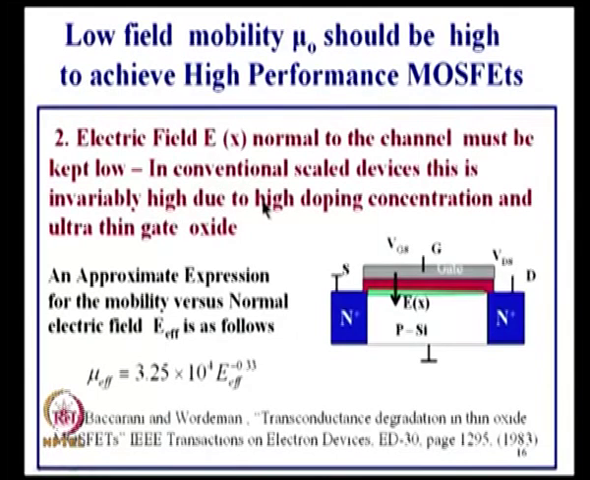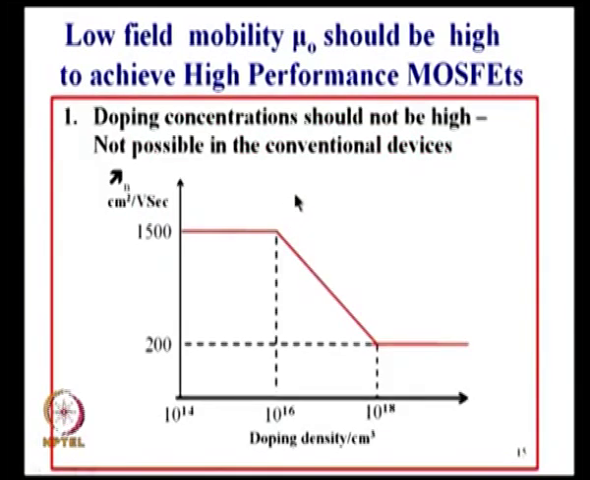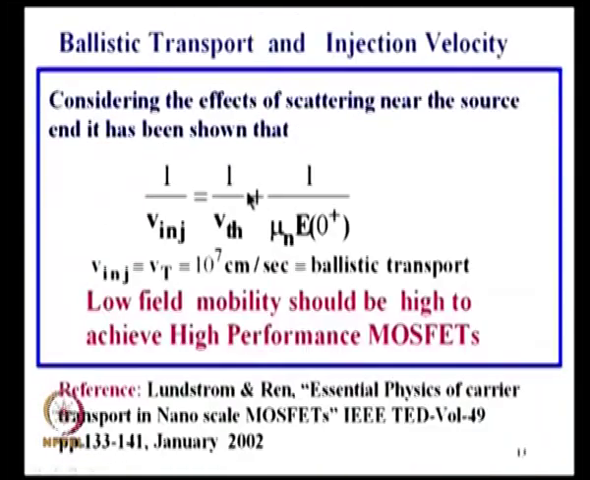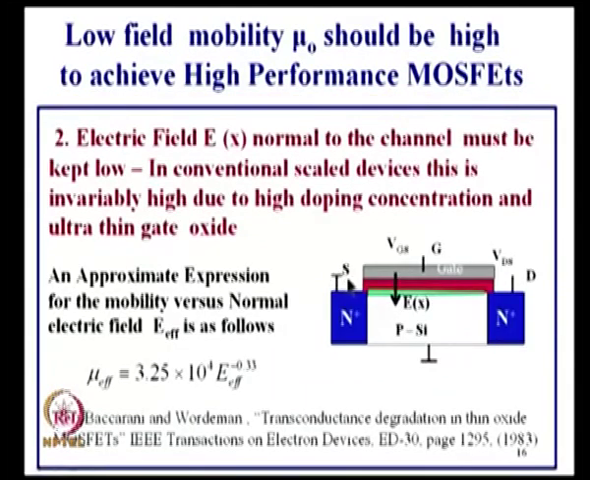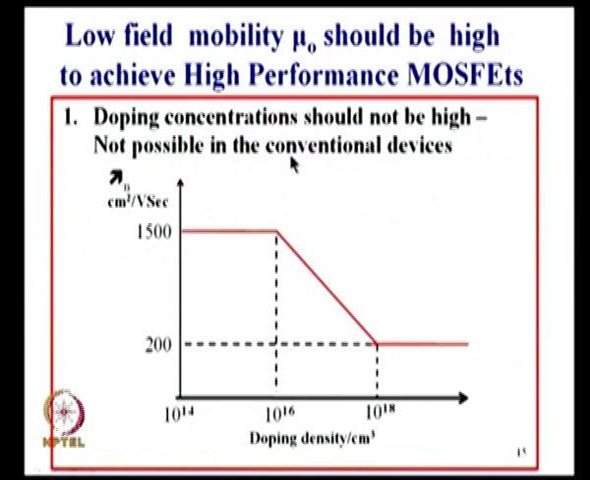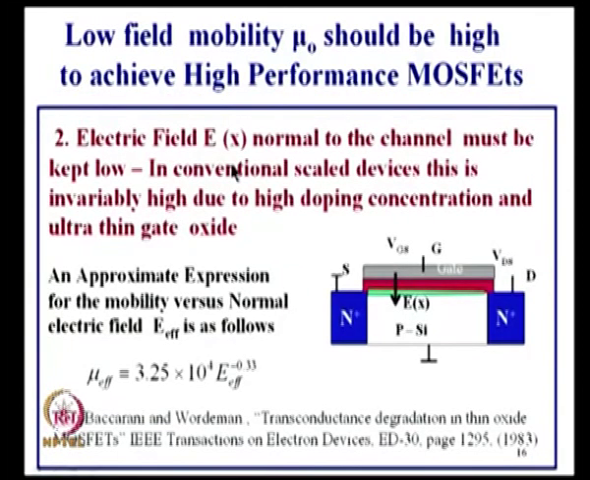The other factor which leads to reduction in the low field mobility: the field we discussed is actually along the y direction. But in the case of MOSFET, there is also an electric field in the vertical direction, the normal direction. That is what we talked of here. Now, what we talk of here is there is also an electric field in the vertical direction, normal to the channel. So, the electric field normal to the channel must also be kept low.